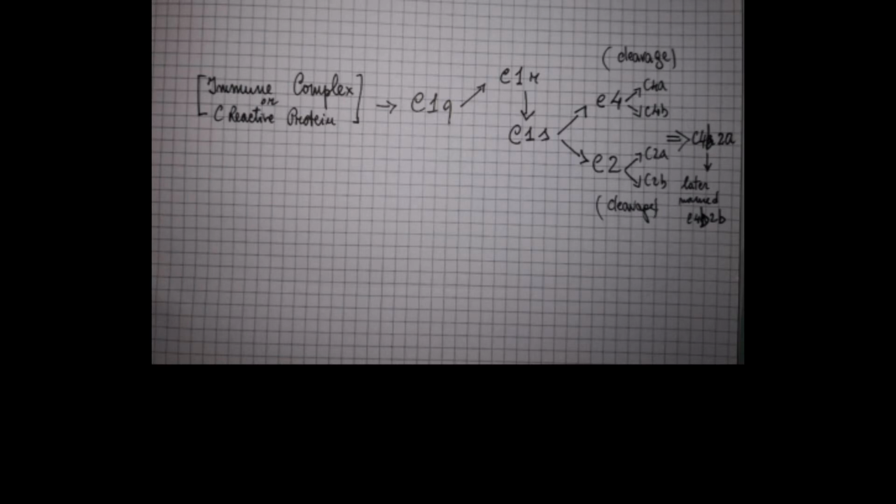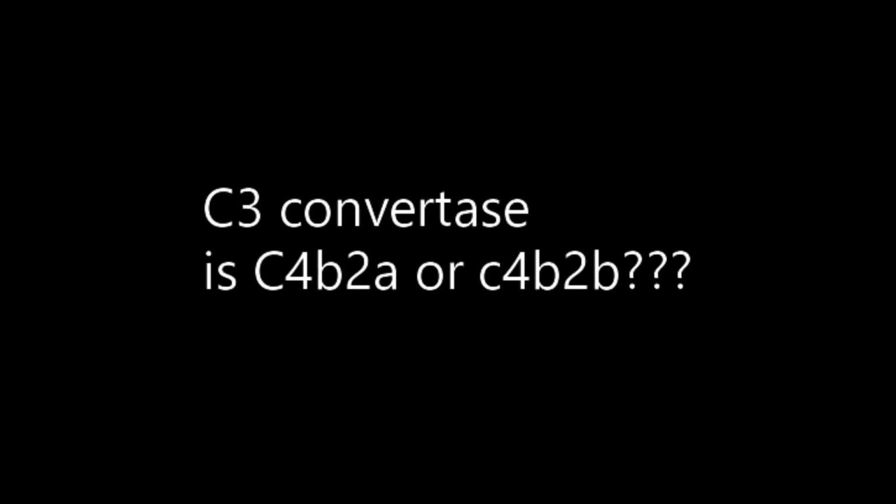As the name suggests, the C3 convertase cleaves the C3 protein into C3a and C3b. C3 convertase is named also C4b2b, but it is made of C4b and C2a. So why such a name? Do not go crazy here. You should know that complement proteins that end with the letter A are anaphylatoxins, so they are chemokines, while the B states that they are protein subunits.